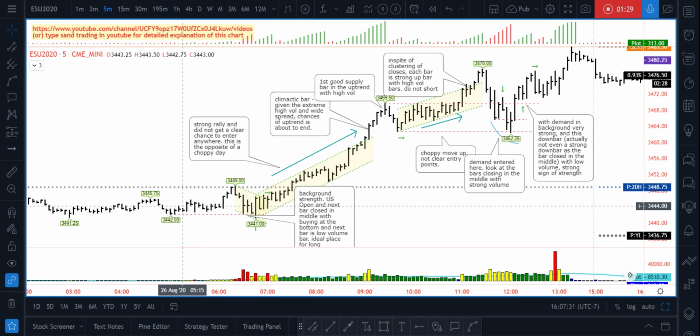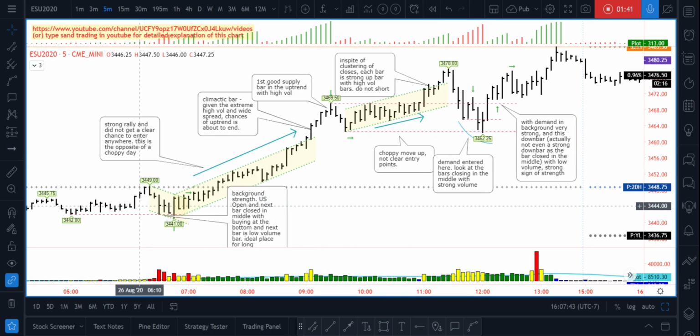So the background is demand, basically buying, right? So it went up, it tried to go up, and then it tested yesterday's high. This is 15 minutes before the US Open. So it gets rejected.